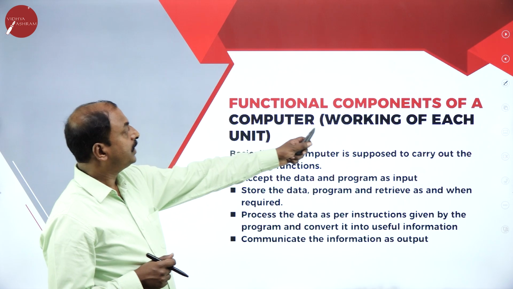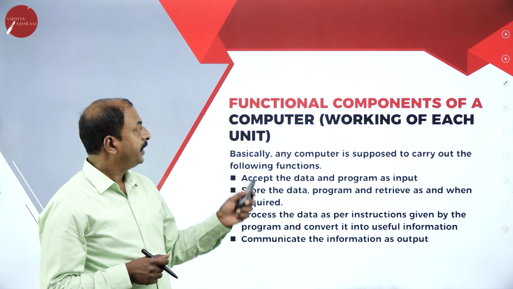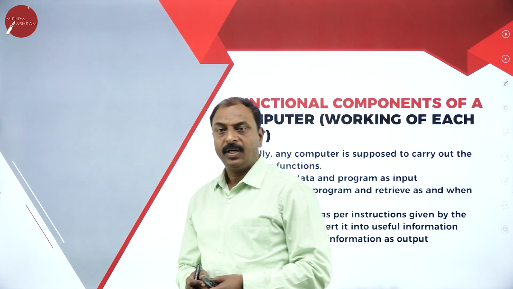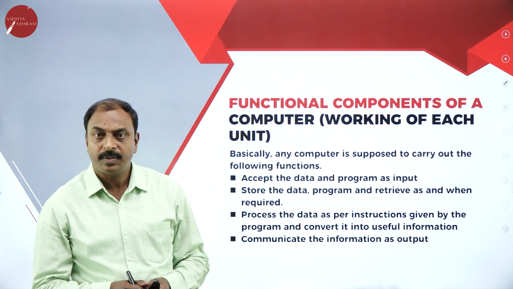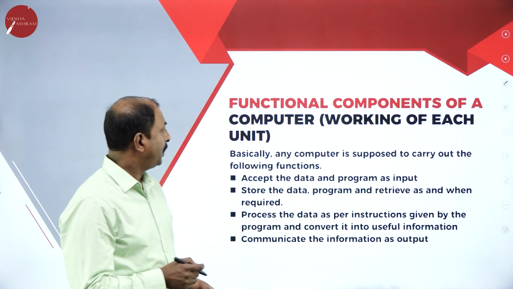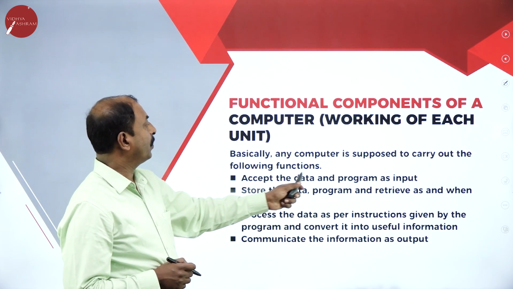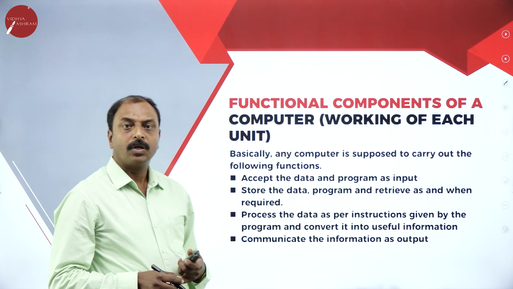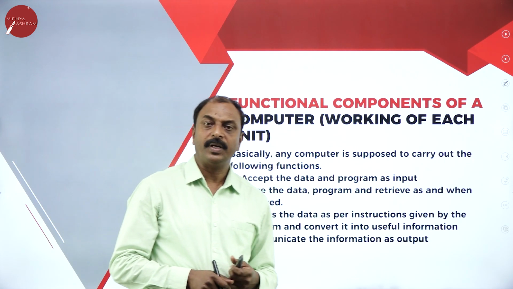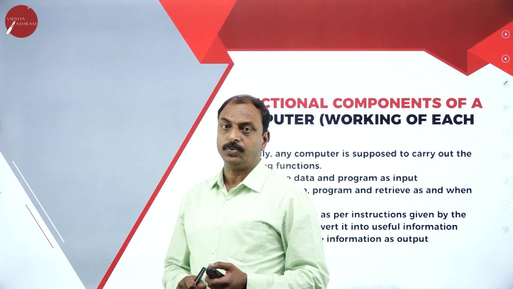That is the functional components of a computer, or the working of each unit. Here we are going to learn what the different parts of a computer are, what the functions of the individual parts are, and how the computer functions. Basically, any computer is supposed to carry out the following functions. A computer system has three parts: the input unit, the output unit, and the CPU.